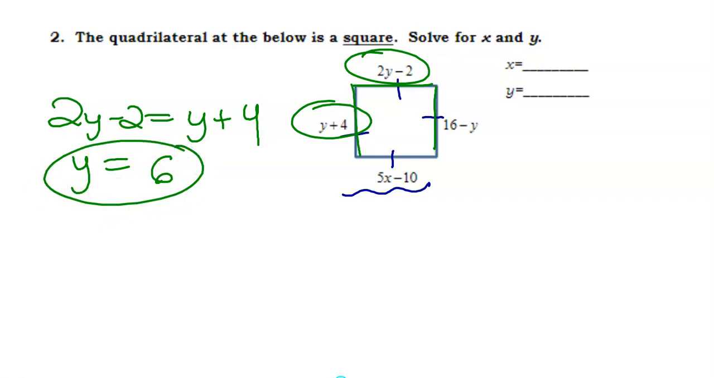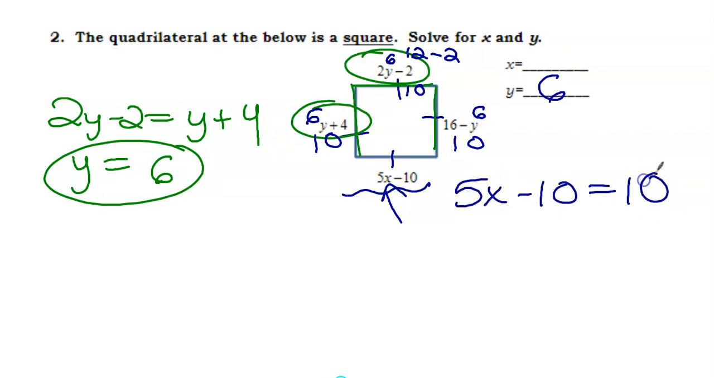So can I plug 6 in for here? No, but I can plug it into the rest of these and see what's up. So 6 plus 4 should be 10. 16 minus 6 is 10. 2 times 6 is 12 minus 2, which is also 10. So if all these sides are 10, this side also has to be 10.